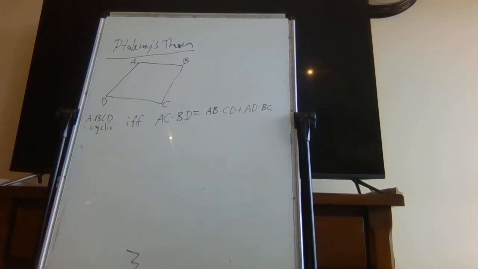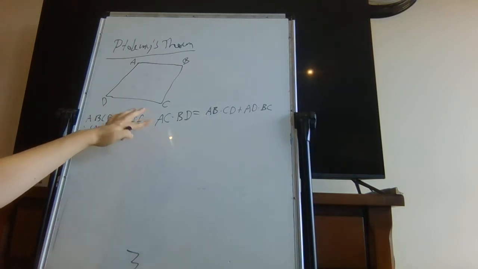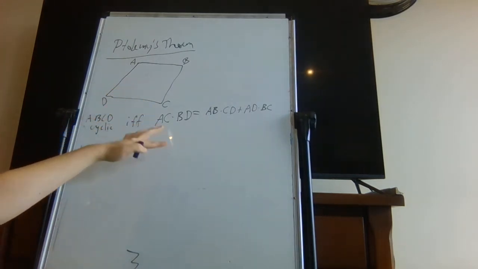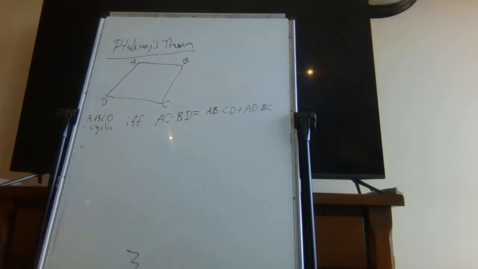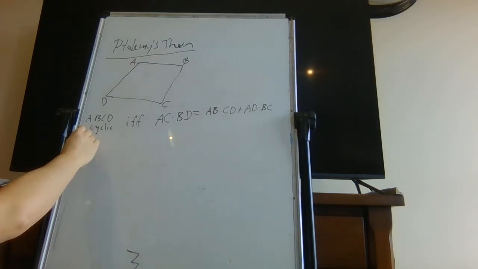Alright, so Ptolemy's theorem says this quad is cyclic if and only if the product of diagonals equals the sum of the products of the opposite sides. Yeah? Okay. Isn't that just trick bash? But you don't necessarily get any understanding from this. Exactly. Okay, and then this thing called Ptolemy's inequality.